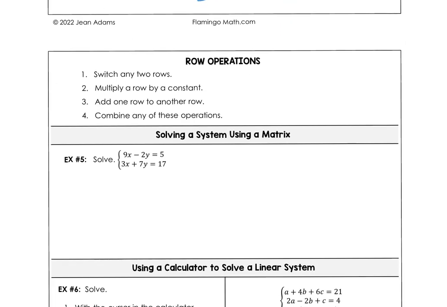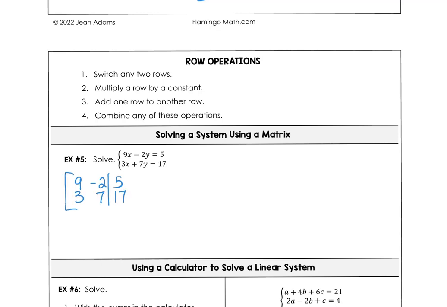Next, we want to practice some of those row operations. It's possible to switch any 2 rows. It's possible to multiply a row by a constant, add 1 row to another row, or you can combine any of these operations. For example, if we want to solve this system of equations using row operations, I first need to write my matrix 9, -2, 5, 3, 7, 17.